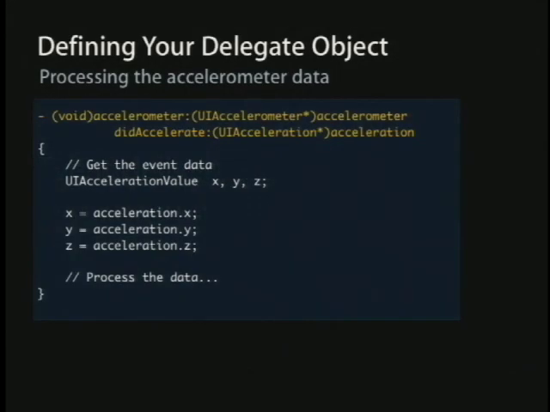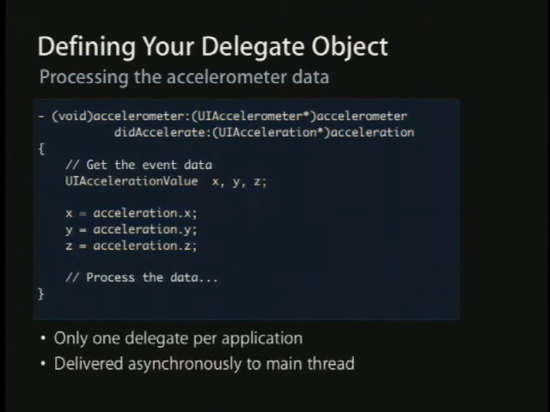All right, so defining your delegate object, right? You've got your accelerometer:didAccelerate: method that you'll implement on the delegate. And that's going to give you back this UIAcceleration every time, at whatever frequency you've asked for the updates. And from that, you can get the acceleration's X, Y, and Z values, which are just floating point values that you can process to do whatever you want with the acceleration.